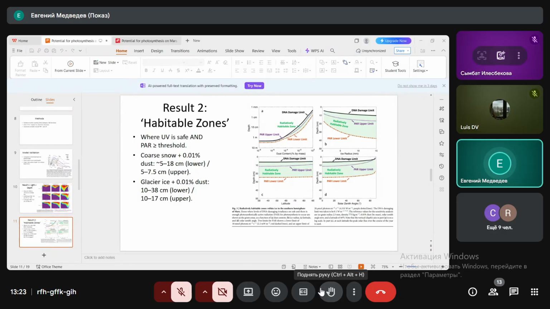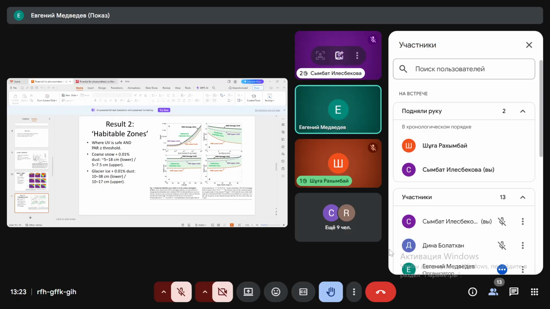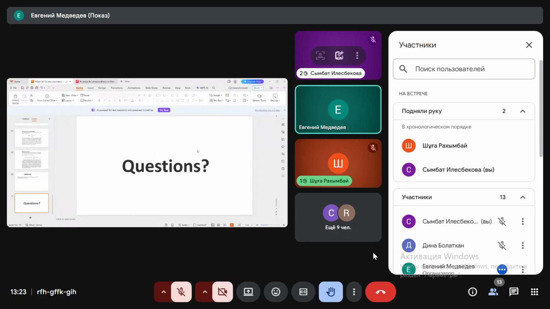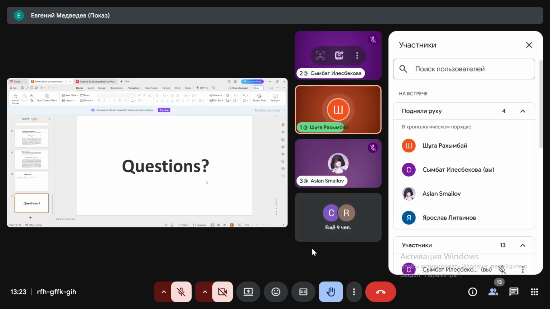And if you have questions, you can ask. Okay, let's see if there are any questions. Any question? So I have a question. Why does a teeny amount of dust help, but too much dust hurts?